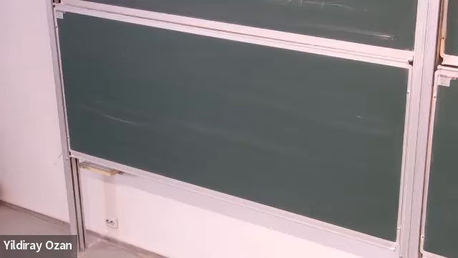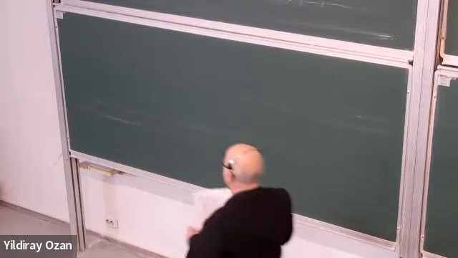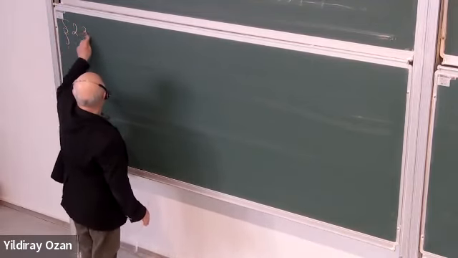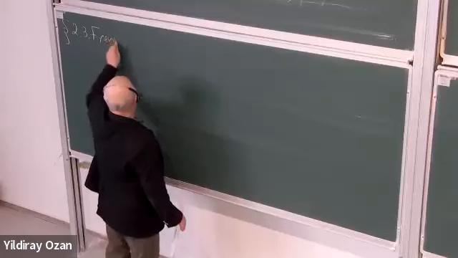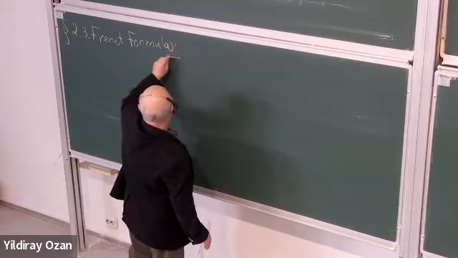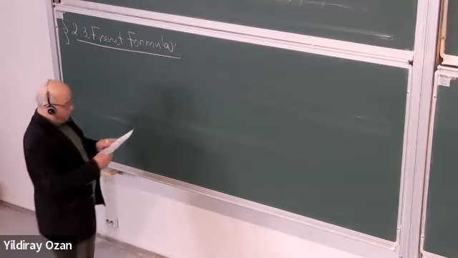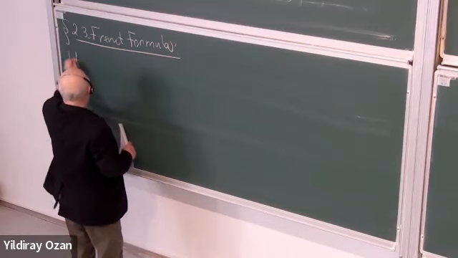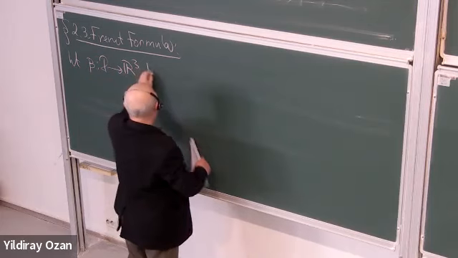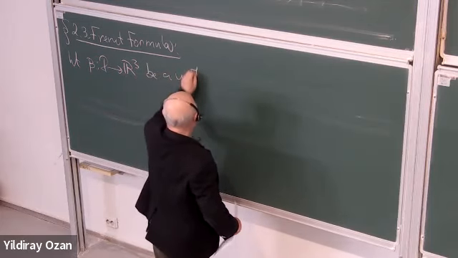So today we start with so-called Frenet formulas. Okay, now let beta be a unit speed curve.